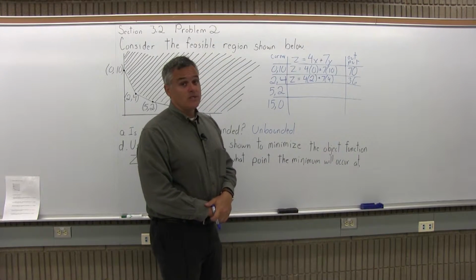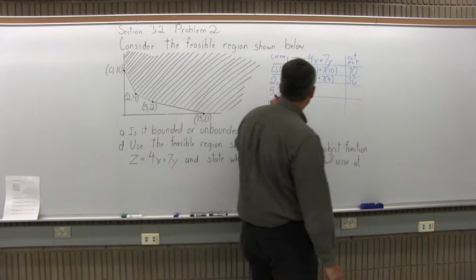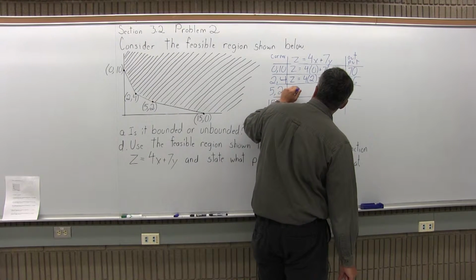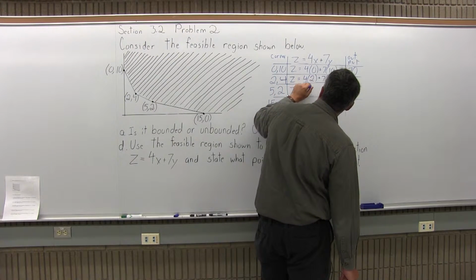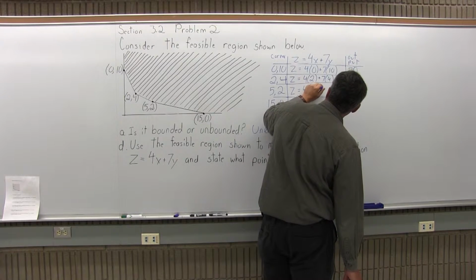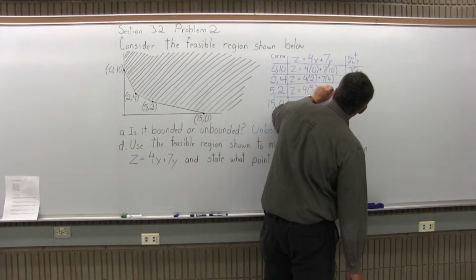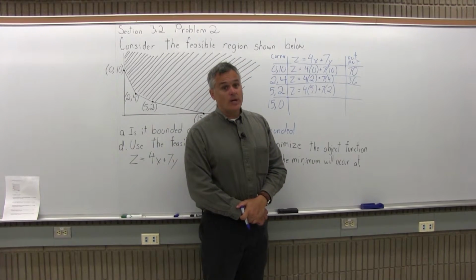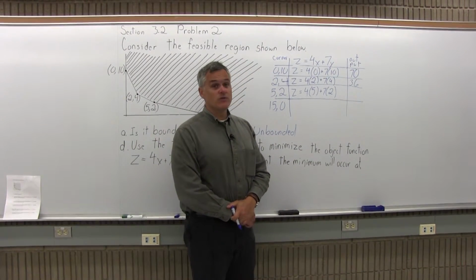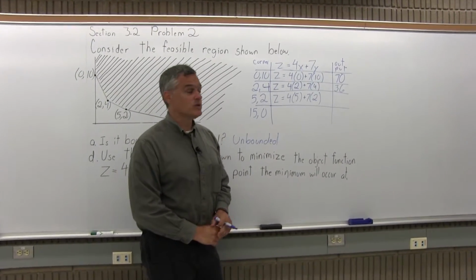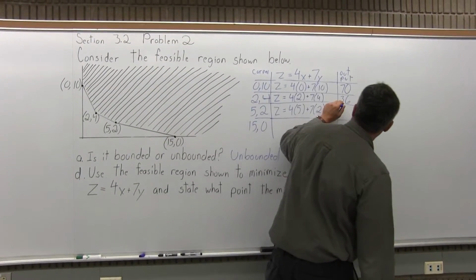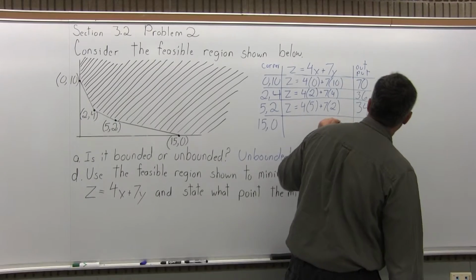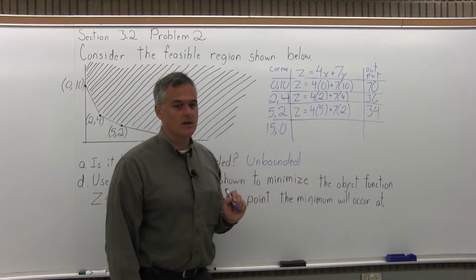The next corner point is 5, 2. When I put that into the objective function, I'll get z equals 4 times x, which is 4 times 5, plus 7 times y, which is 7 times 2. 4 times 5 is 20. 7 times 2 is 14. 20 plus 14 more is 34. 34 is the output for the third corner point that I try.